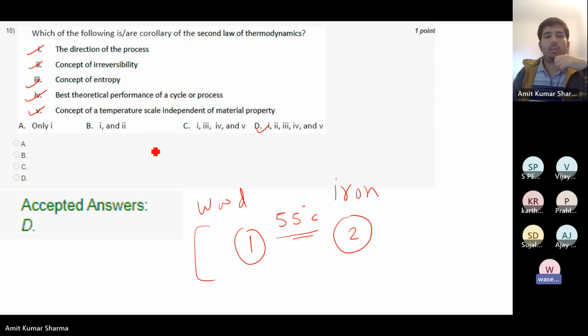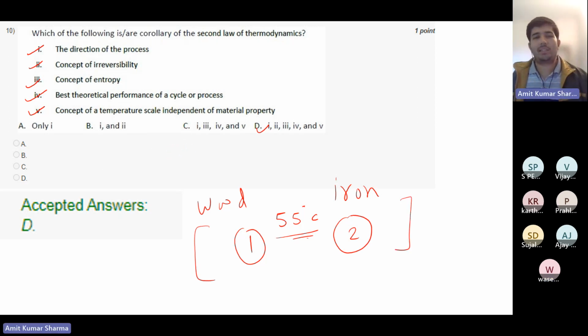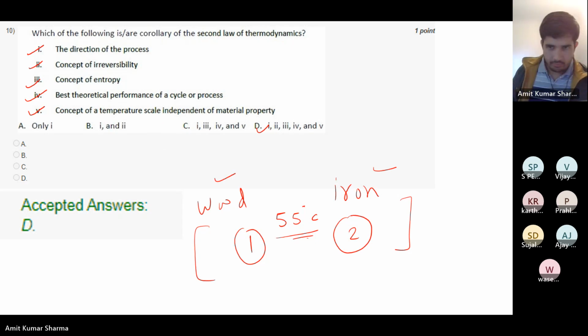Both are in the same atmosphere. Both conditions are the same. The difference is that one is made of wood and one is made of iron. So on which chair will you sit and why? Obviously it will be the wooden chair, because the thermal conductivity of wood is very low, so it will not absorb more heat. The surface will be a bit cooler compared to the iron one.